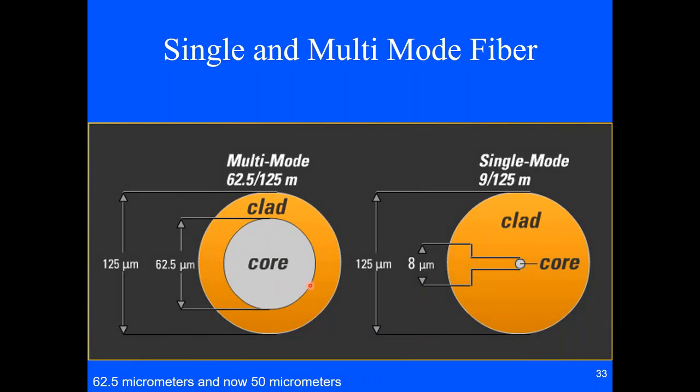In multi-mode fiber, there's typically two standards, 62.5 or 50 micrometers. In single mode, typically it's only an 8 micrometer signal. Single mode fiber tends to be more expensive than multi-mode fiber, and you've got to see how it's set up and make sure your devices are designed to handle that.